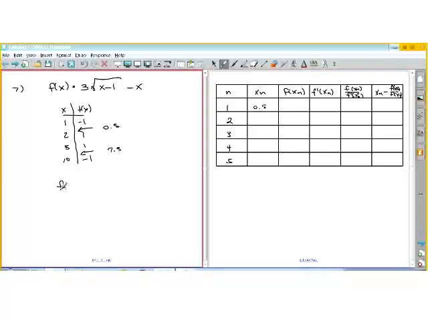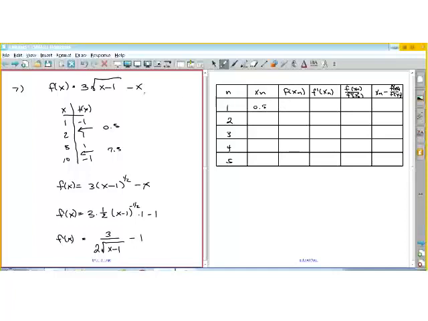We rewrite it before we take the derivative. So you're going to have 3 times x minus 1 to the 1/2 power, minus x. So for the derivative, you're going to have 3 times 1/2 x minus 1 to the negative 1/2 power times the derivative of what's inside the parentheses, which is 1. That's the chain rule on this thing, and then you have minus the derivative of x, which is 1. So what we get is 3 divided by 2 square root of x minus 1, minus 1. So that's the derivative of the function.